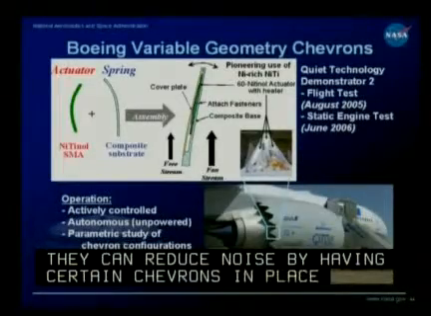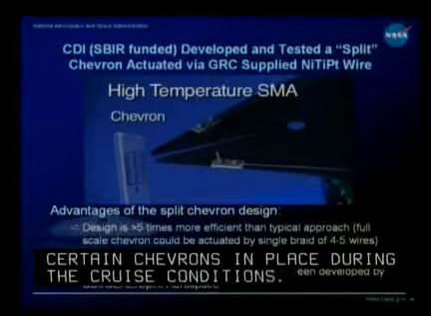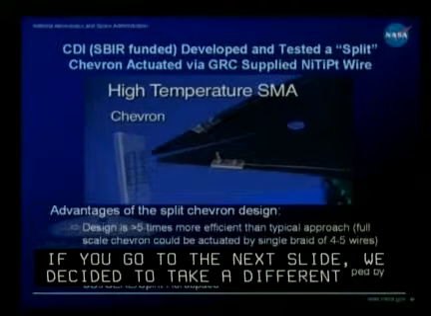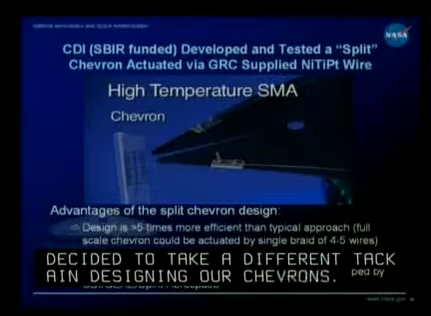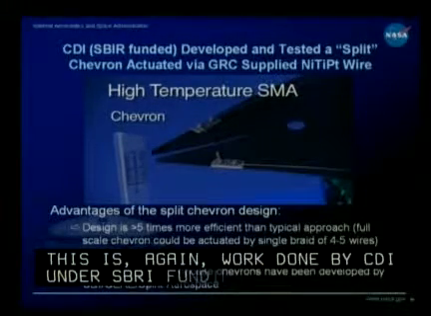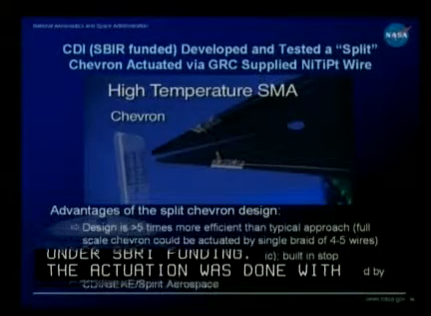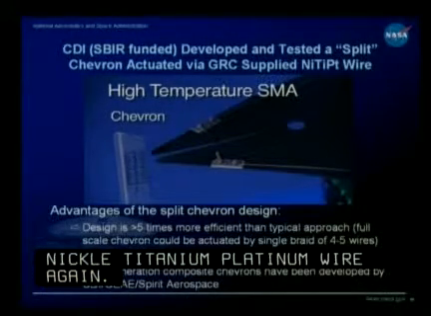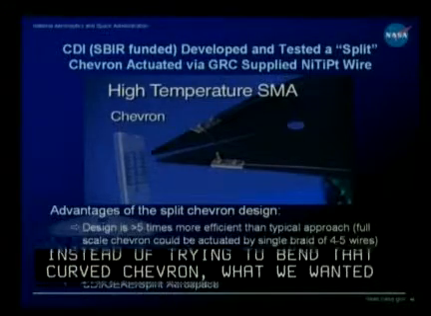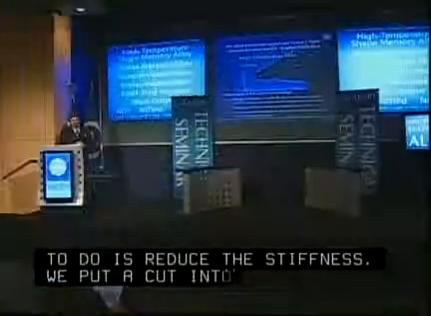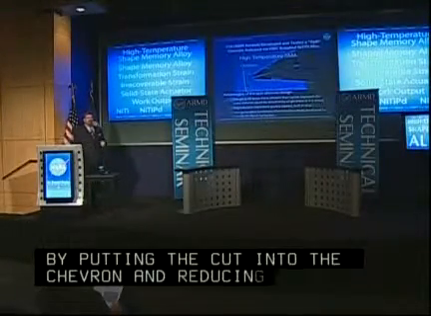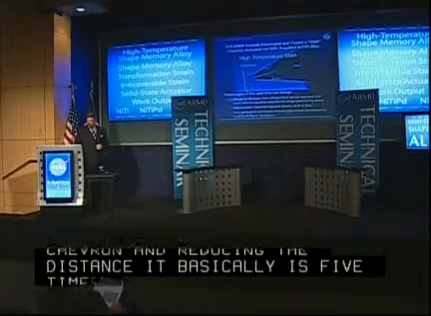Now, if you go to the next slide, we decided to take a different tack in designing our chevrons. This is, again, work done by CDI under SBIR funding, and the actuation was done with nickel titanium platinum wire, again, one of the high-temperature shape memory alloys. Instead of trying to bend that curved chevron, what we wanted to do is reduce the stiffness, so we put a cut into it. Very simple thing to do. By putting the cut into the chevron and reducing the stiffness, it is basically 5 times more efficient, or it takes 1/5 the force to deflect that chevron.